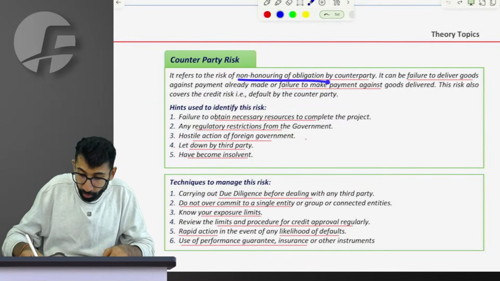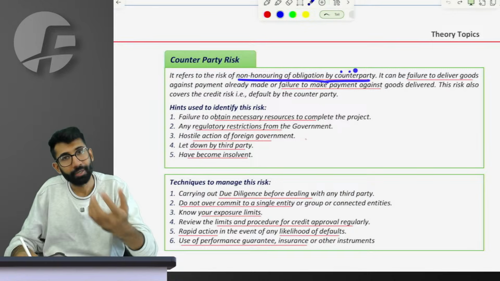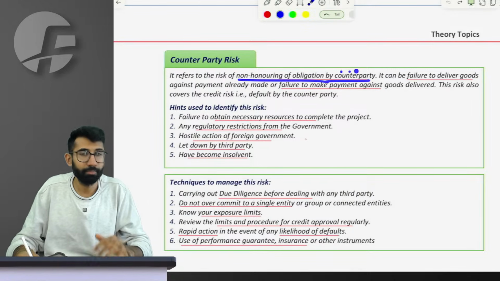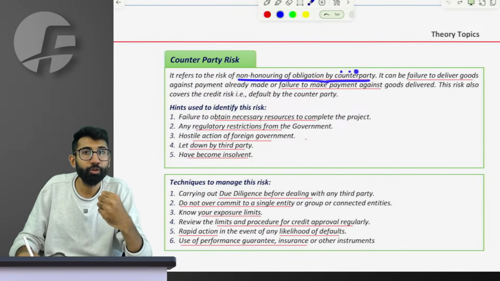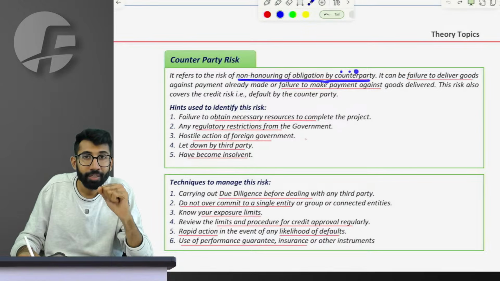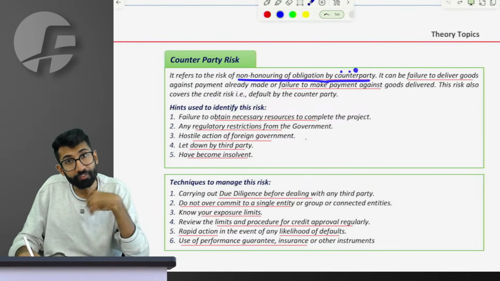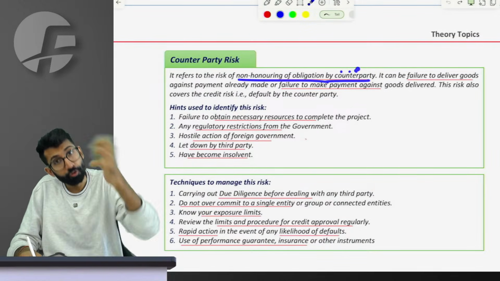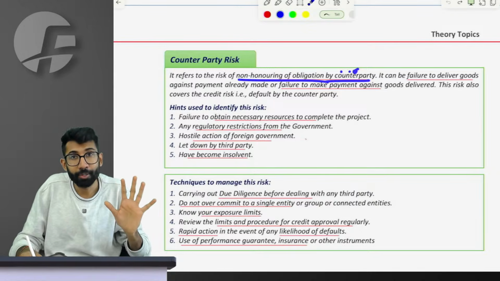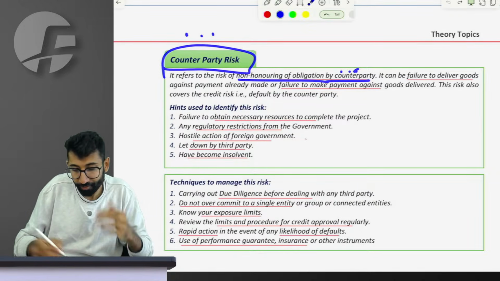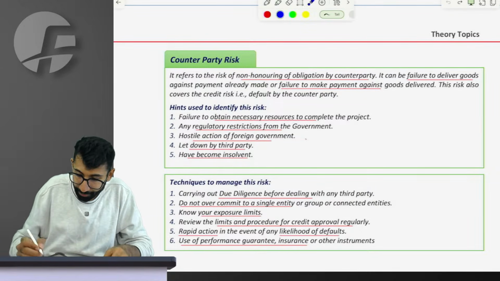Counterparty risk is the risk of non-honoring of the obligation by the counterparty. We enter into a contract. For example, I say after 3 months I will deliver raw material to you, and you give me this payment. If I fail to deliver the raw material, or if you fail to make the payment to me, then both of us are facing this counterparty risk, right?